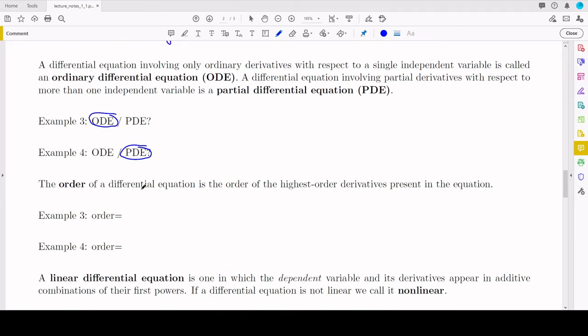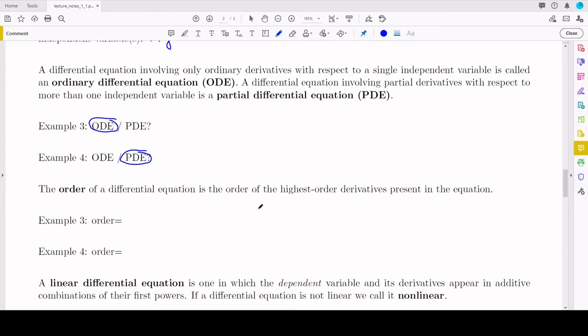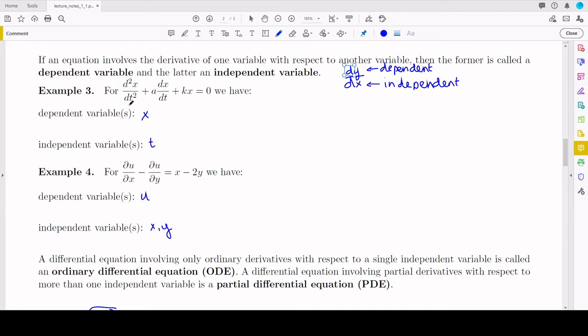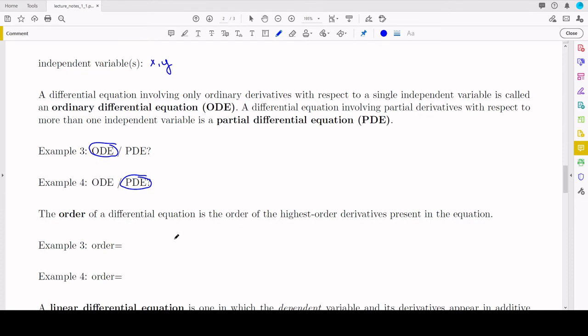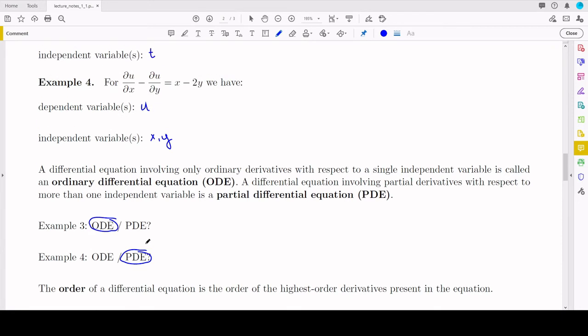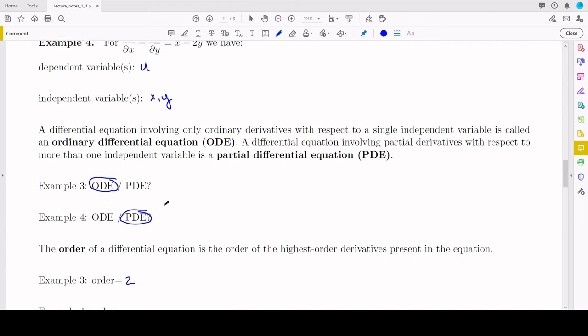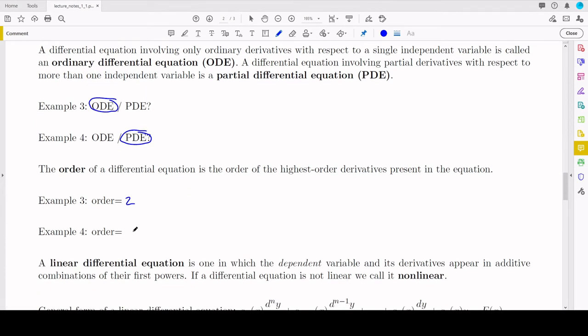Now then, the order of a differential equation is the order of the highest order derivative present in the equation. So let's scroll back to example 3. What is the highest order derivative? Well, there's a second derivative there. So the order of that equation is 2. Then for example 4, we have only the first derivative of u in both cases, so the order there is 1.